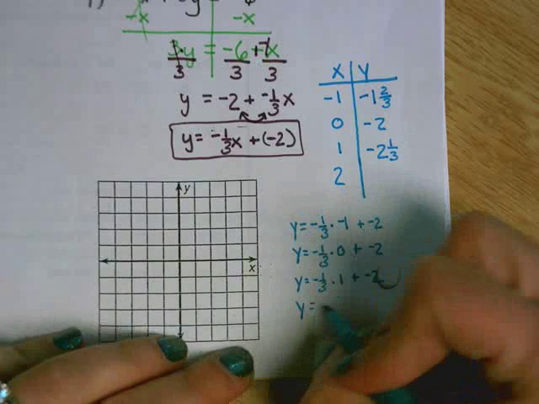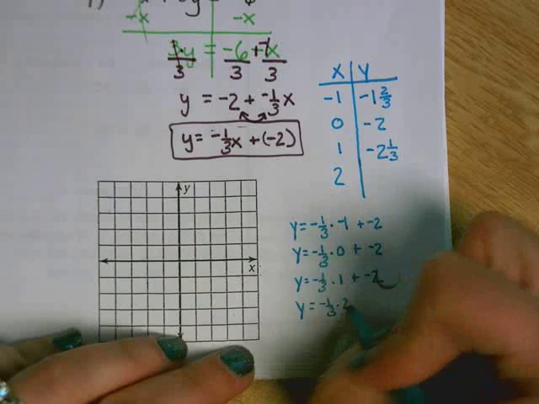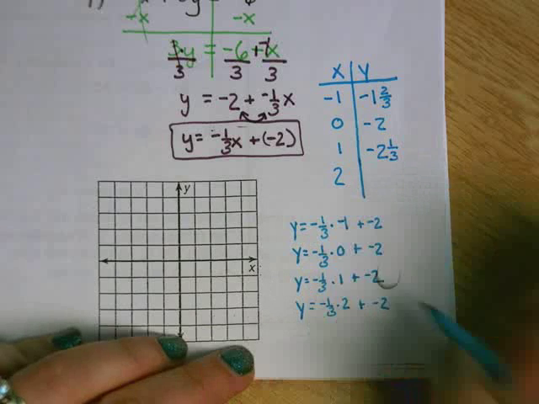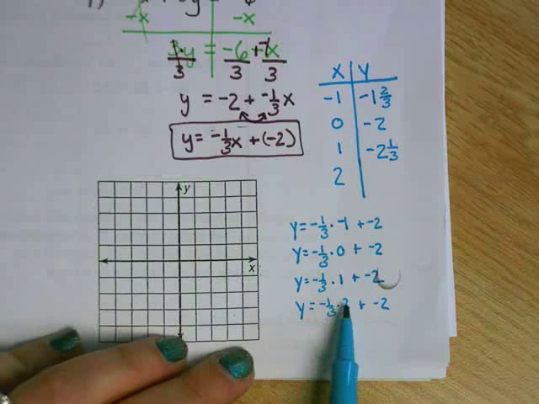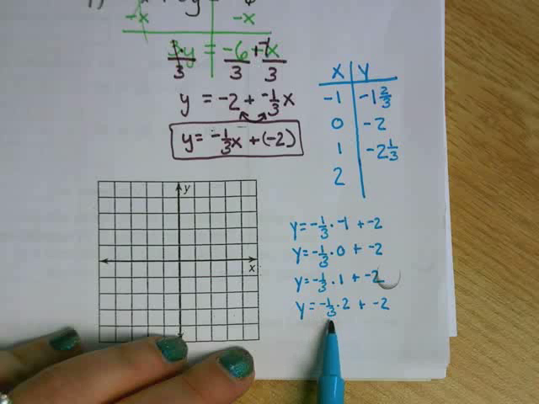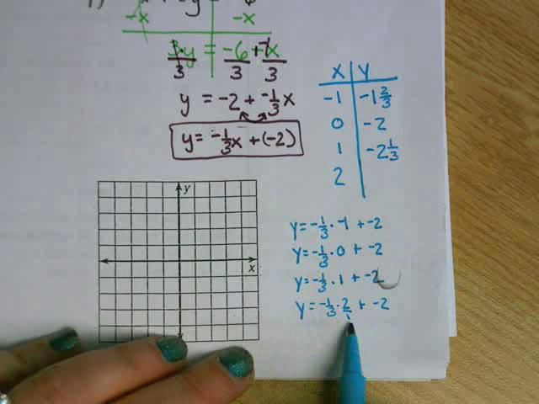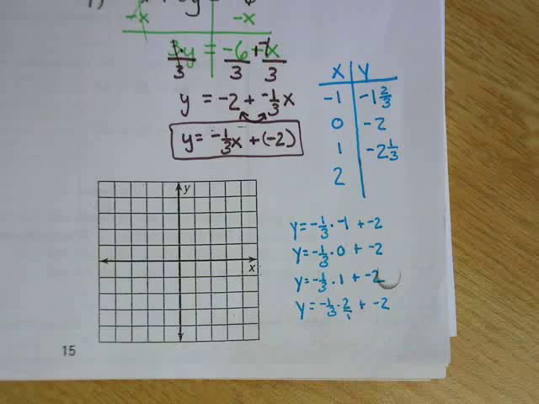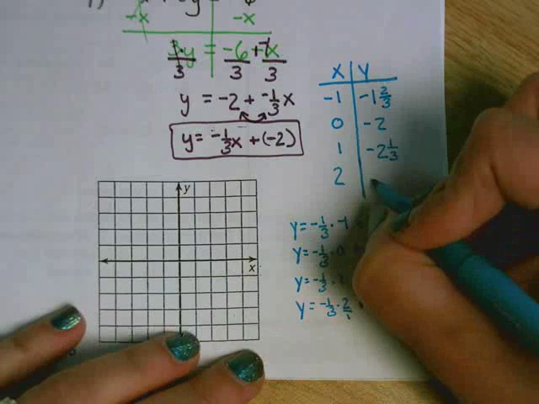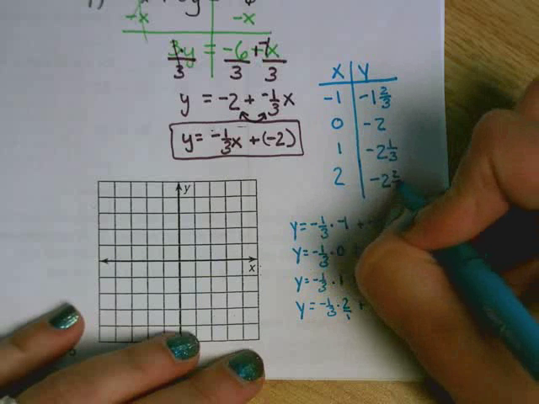And our last one, negative 1/3 times 2 plus negative 2. This is negative 2/3. All right, if we put this over 1, negative 2/3 plus a negative 2. So now we're going down, negative plus a negative, negative 2 2/3.